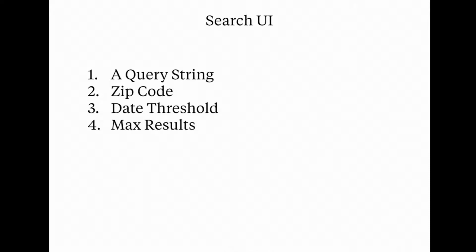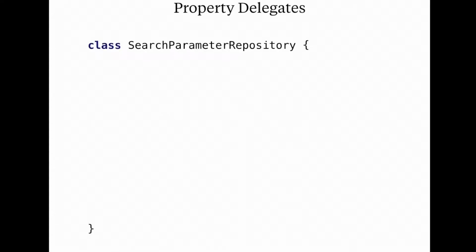For solving this in Kotlin, you might look at property delegates. Here's a peek. So imagine we have some search parameter repository as an application component. This is just a class, but you could easily see this being on disk or in memory. It doesn't really matter. But what it's got inside of it is, for one thing, a query. This is one of the first requirements for what we just described.